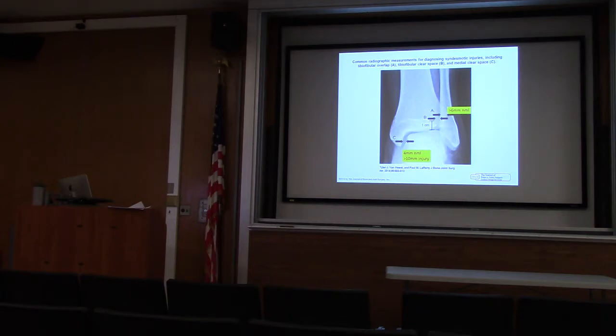Yes. I want to say you'll get a better effect if it's weight bearing. Yes. If it's standing, yeah, you're going to spread it more. Exactly. So if you're really suspicious because they've got a positive squeeze and this looks okay, you can also get the weight-bearing views as well.